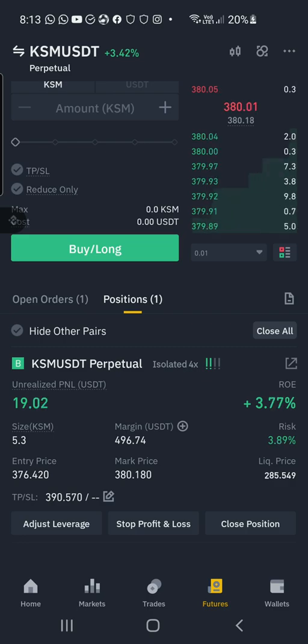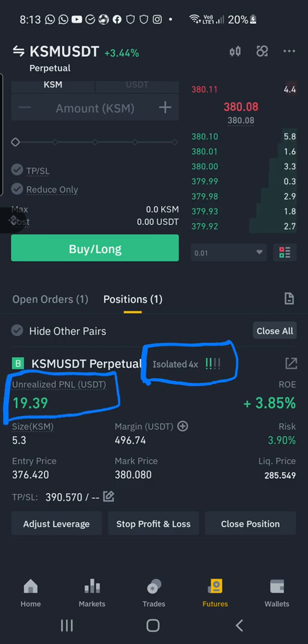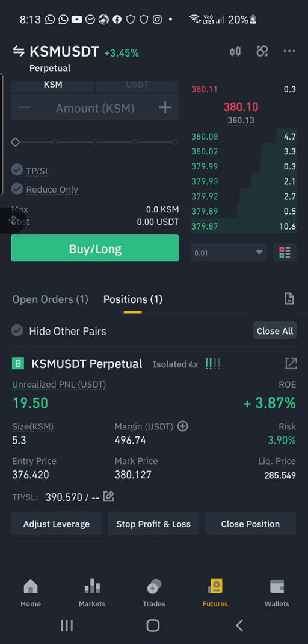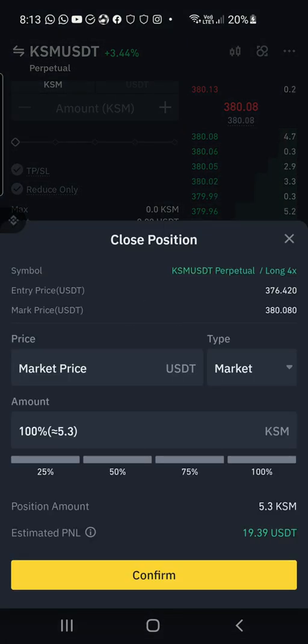I honestly work right now with futures, but I also have a couple of spot accounts open. This is all preference, and it's all about how comfortable you are with risk. Of course, right here, this is telling you how much money you have made or lost so far. So right now I've made $19.5. I can simply click on close position, confirm, and I can sell the whole thing.